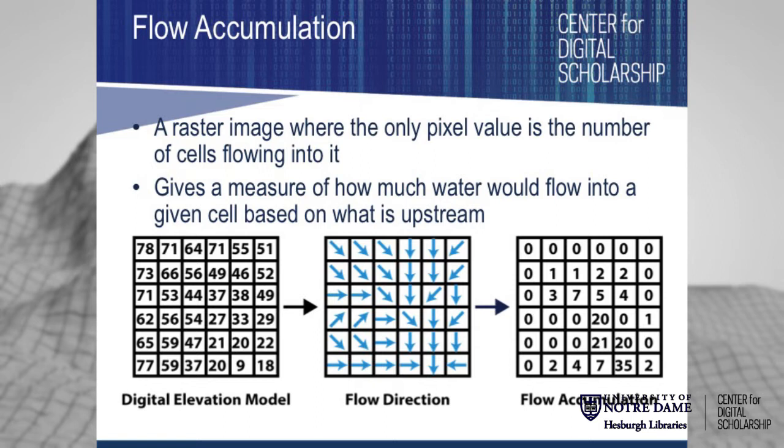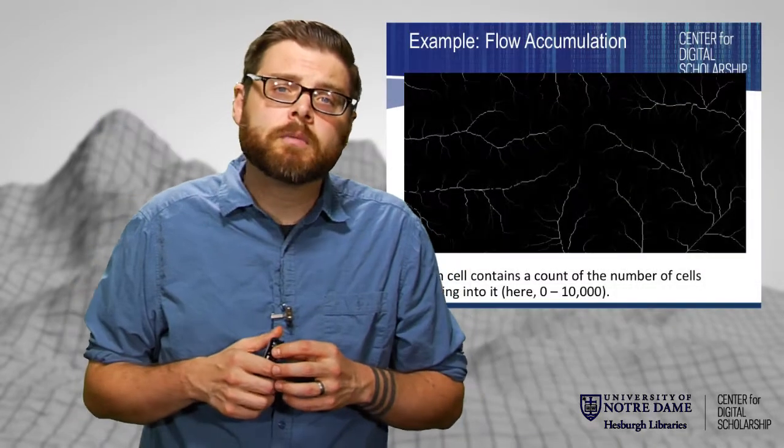So if 5 pixels flow into one pixel and then that one pixel flows into another one, that'd be a 6. It gets 5 from the one before and then one more for the one that was previously coded as a 5. So we can build up pretty quickly into high numbers here. And this again gives us a measure of how much water is likely to flow through that particular spot. When we build our flow accumulations, they're built off of the flow direction usually with a little bit of the DEM data in there as well. And this is what they end up looking like.